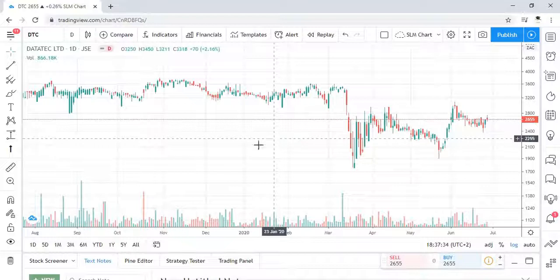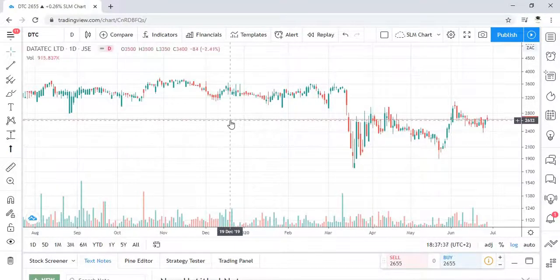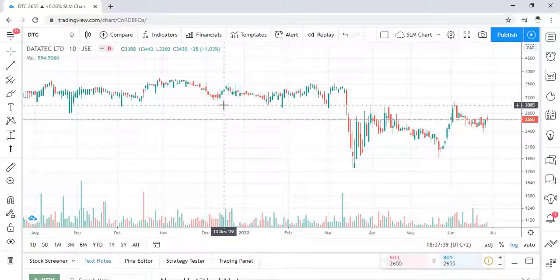The popular moving averages that are used is the 200-day, which is usually used for long-term entry into trades. Then there's the 50-day moving average, which is sort of the mid-range. Then there's the 20-day moving average, which is usually the shorter time frame.